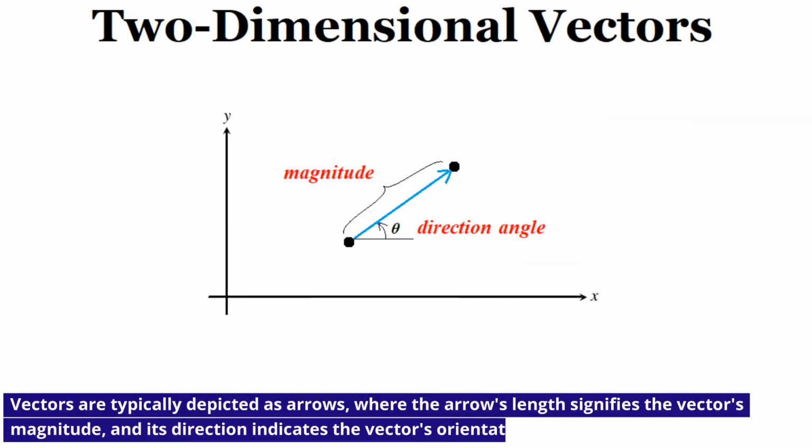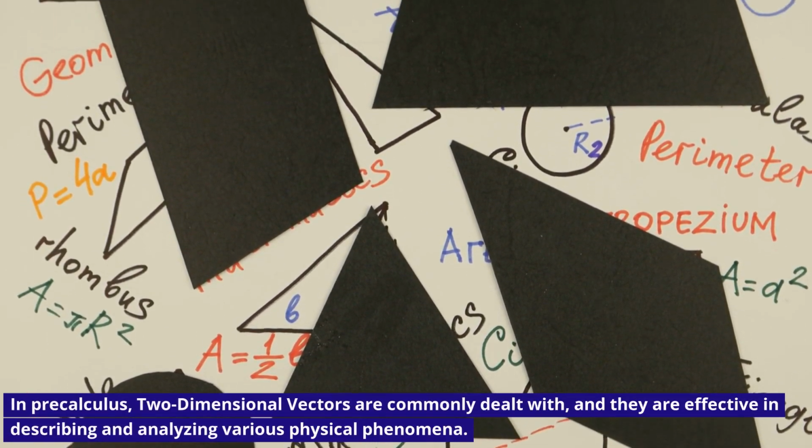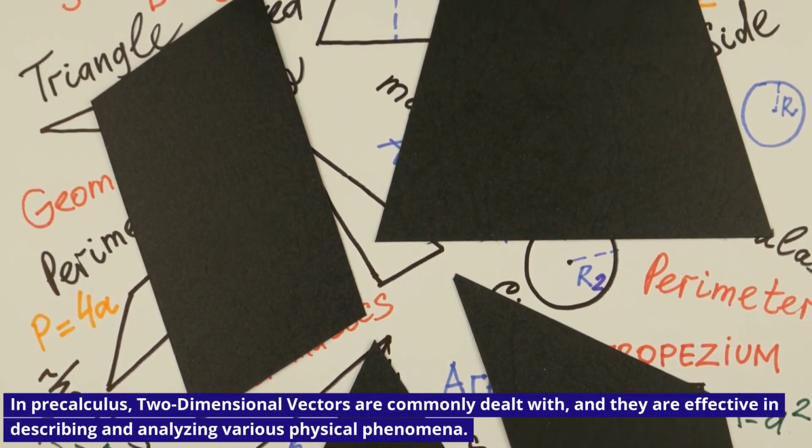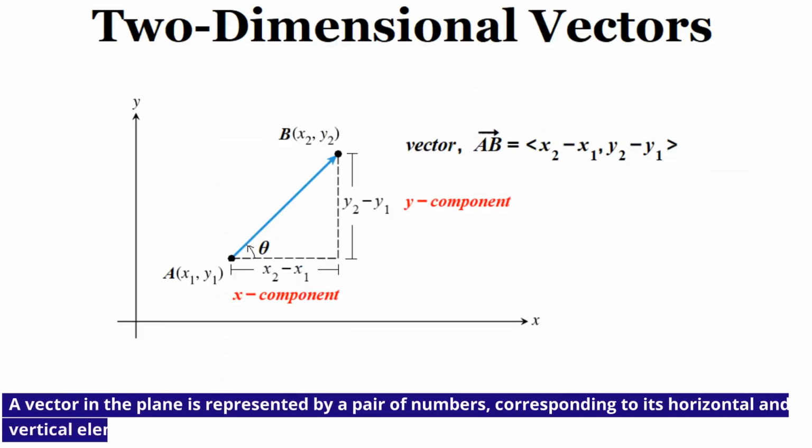Vectors are typically depicted as arrows, where the arrow's length signifies the vector's magnitude, and its direction indicates the vector's orientation. In precalculus, two-dimensional vectors are commonly dealt with, and they are effective in describing and analyzing various physical phenomena. A vector in the plane is represented by a pair of numbers corresponding to its horizontal and vertical elements.